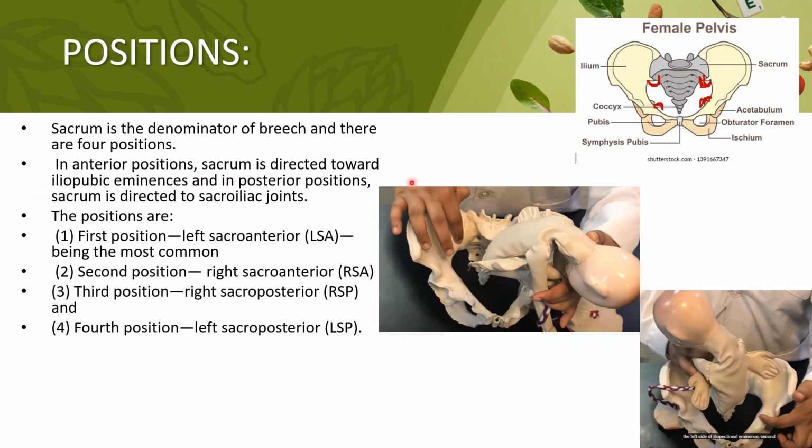In the anterior position, the sacrum is directed toward the iliopubic eminence, and in the posterior position, the sacrum is directed toward the sacroiliac joints. See, this part is the sacrum, directed towards the iliopubic eminence: this is the anterior position. In the posterior position, this sacrum is directed towards the sacroiliac joints, which will be here. Okay, that is what they have mentioned here. These are all the positions.